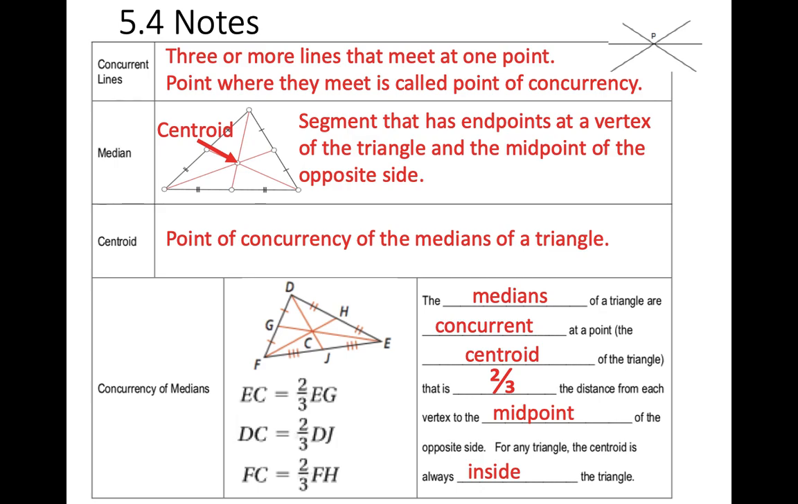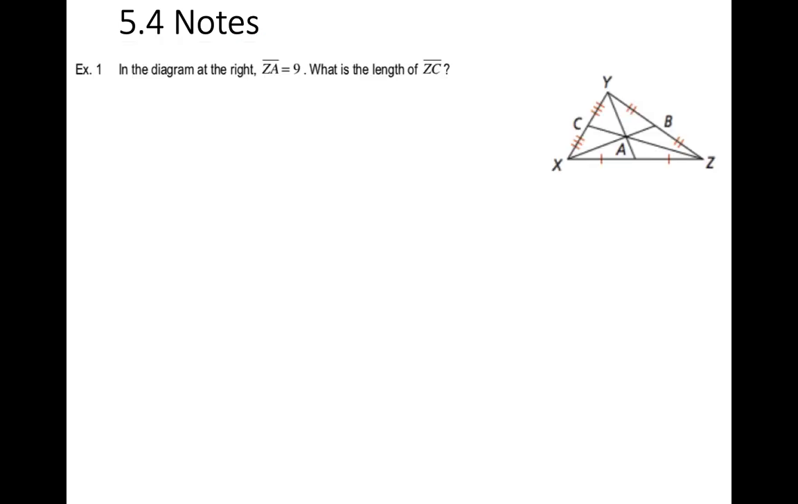Now that we know all that information, we can actually do some problems. So here's an example of a problem. In the diagram to the right, ZA equals 9. What is the length of ZC? Well, we see that A is my centroid and Z is my vertex of the triangle. So ZA is going to be 2/3 as big as ZC.